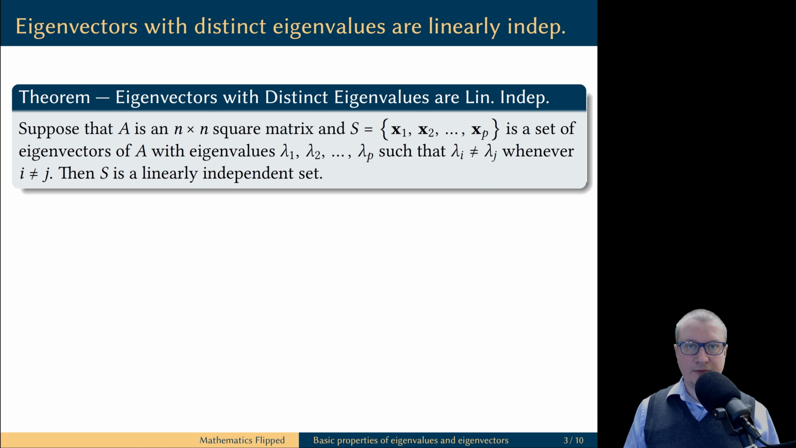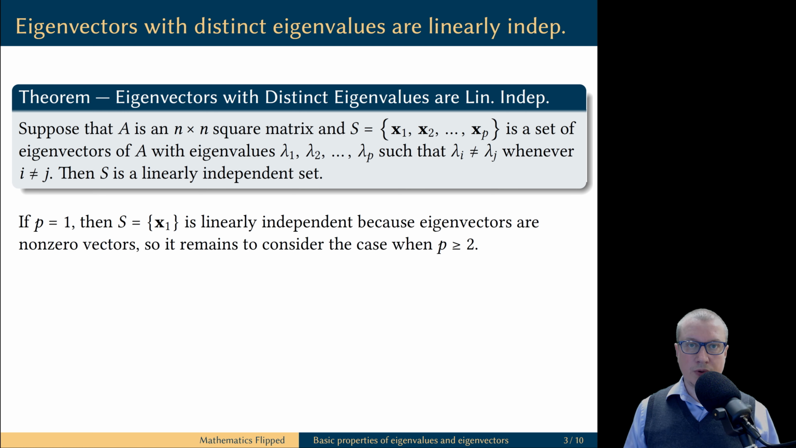We have a set of p eigenvectors of a matrix A, and the eigenvalues that correspond to these eigenvectors are all distinct. To prove that the set of these eigenvectors is linearly independent, first, let's consider the case when p is equal to 1. The set S contains only one vector x1. By the definition of eigenvectors, the eigenvector must be a non-zero vector, and we know that a set which contains one single non-zero vector is indeed linearly independent.